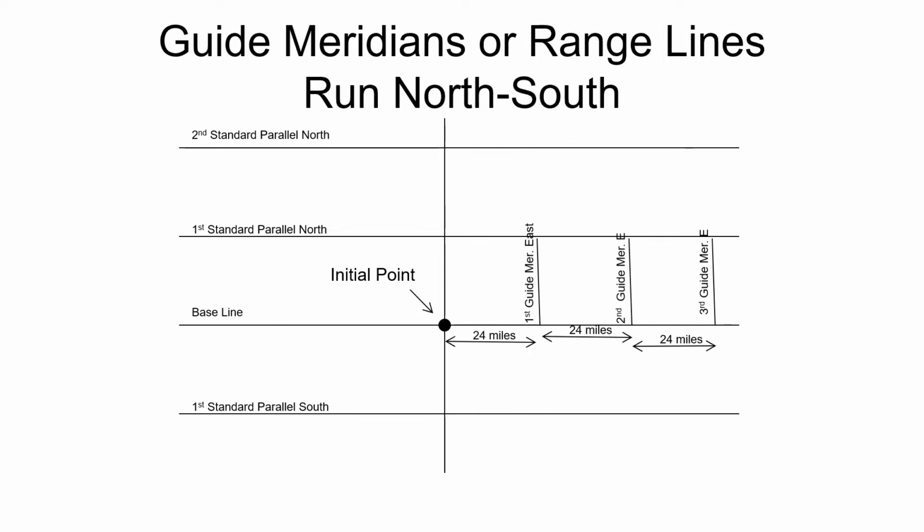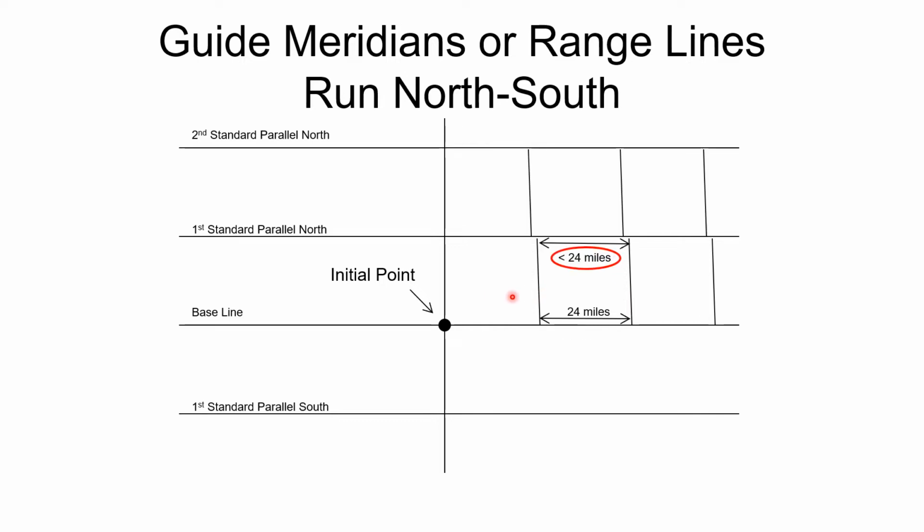The next task then is, again, starting from the initial point, for instance, shown here, to travel east along the baseline 24 miles and then establish a due north line going north from that baseline, which is called a guide meridian or a range line. So that's the first guide meridian east, the second guide meridian east, another 24 miles, and the third guide meridian east, another 24 miles. All these lines go due north-south.